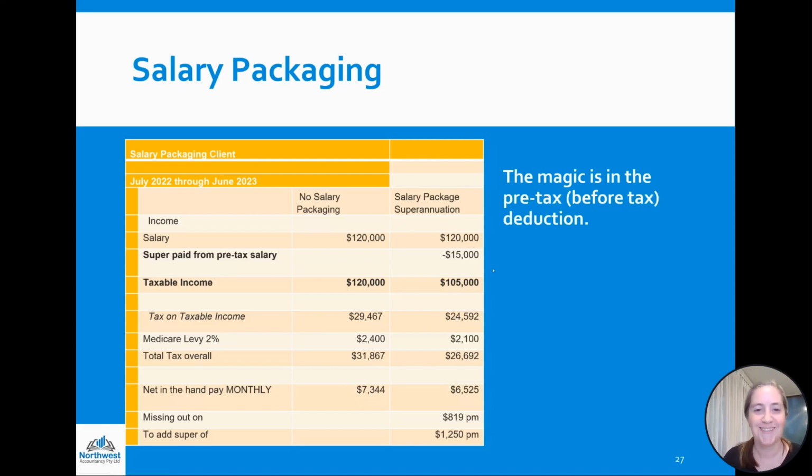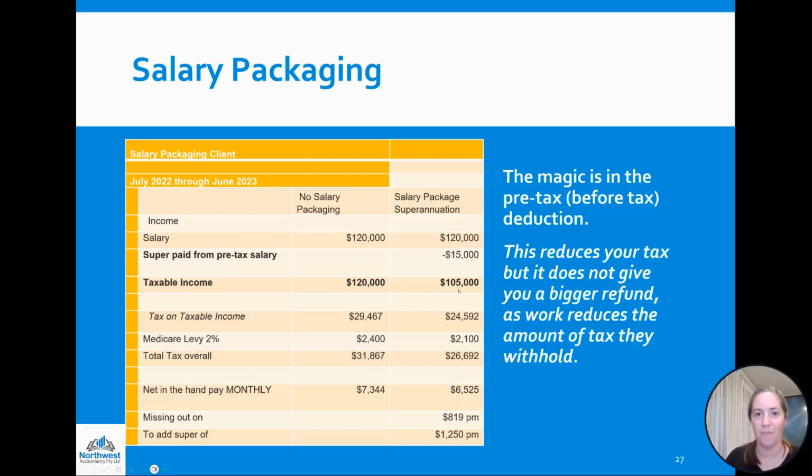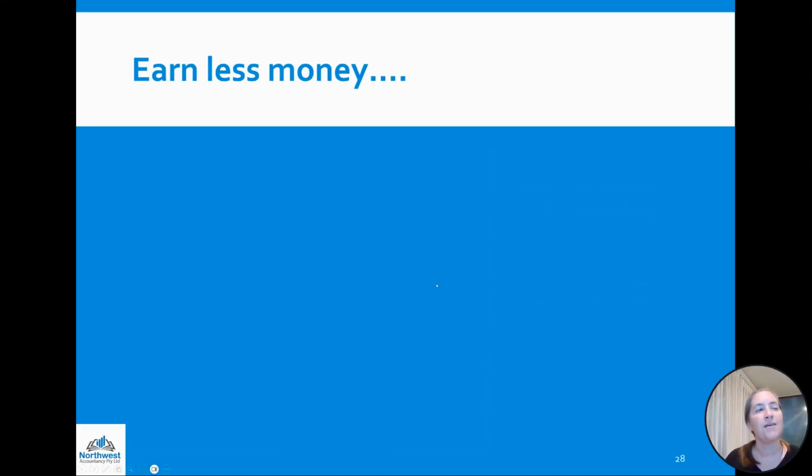The magic, I like that word, the magic is in the pre-tax or before tax deduction. So having it up here before we're calculating your taxable income reduces your tax, but it doesn't give you a bigger tax refund, because work takes out the right amount of tax based on your taxable income. So this is something to be aware of. And if you do have a HELP debt or a HECS debt, then take note of that, because work will adjust the tax down, but there may be some extra taxes that you do need to pay on top of that.